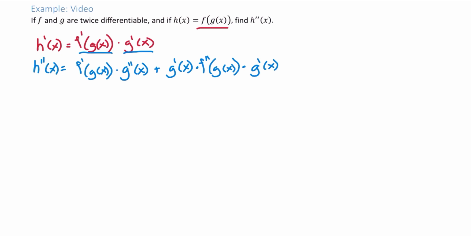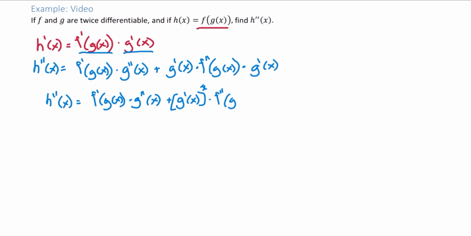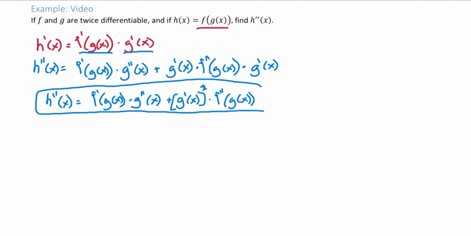And from here, we can simplify a tiny bit. The first part is good to go. F prime of g of x times the second derivative of g. And then in the last product, we can notice that g prime occurs twice. So let's think of that as g prime squared times the second derivative of f of g of x. And we now have the second derivative of h.